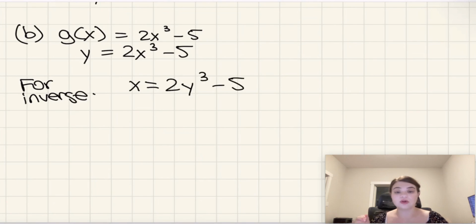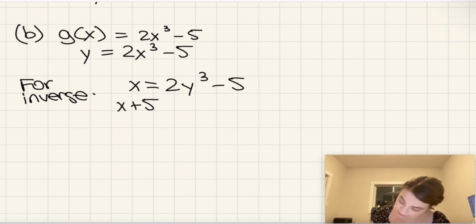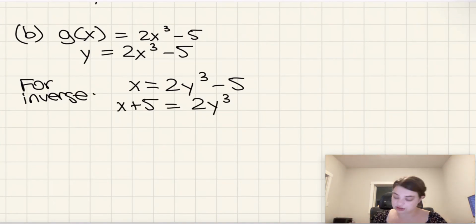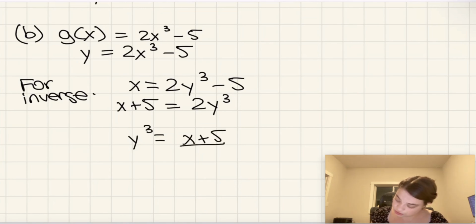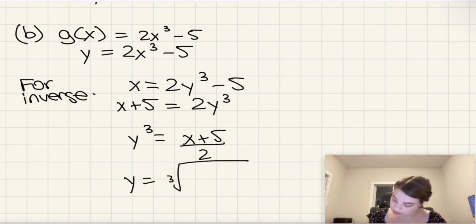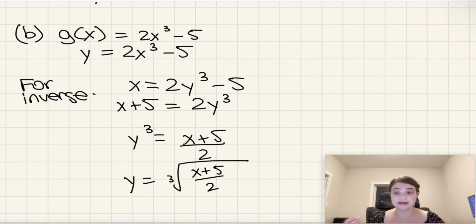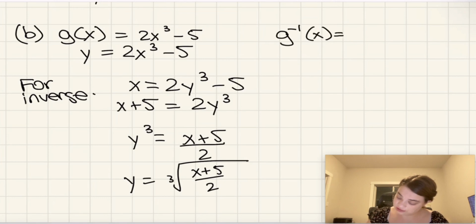Then we're going to solve for the new y, so we're going to add 5 to both sides. So x plus 5 is equal to 2y cubed. Then I'll divide both sides by 2 to get that y cubed is equal to x plus 5 over 2. And last but not least, I'm going to cube root both sides. So y is equal to the cube root of x plus 5 over 2. And now again, this inverse must itself be a function as well. So I'm going to write it in the function notation for the inverse.